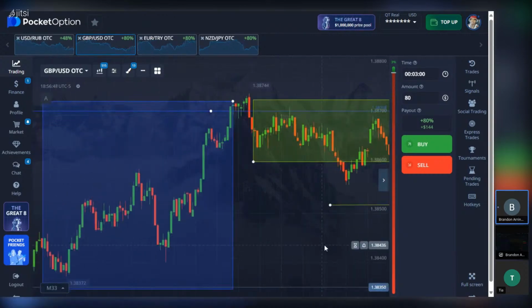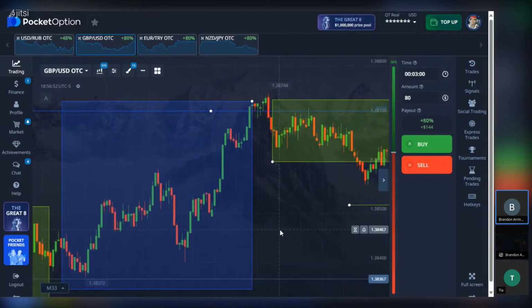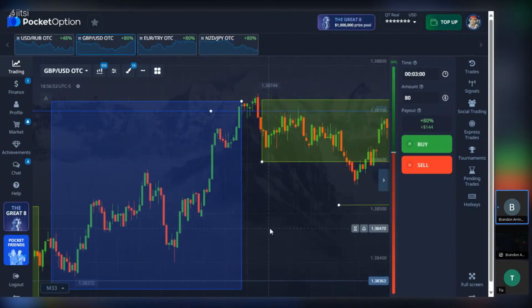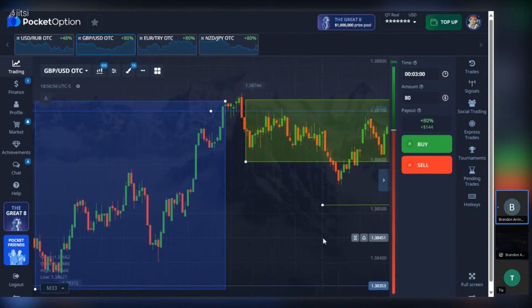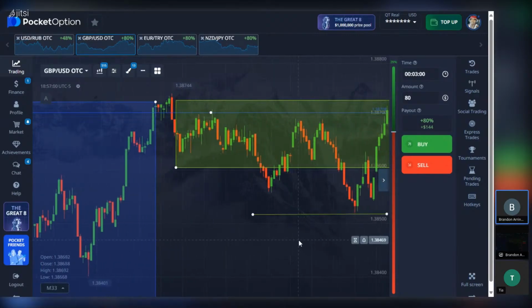So if price is at a premium, let me do it like this. You see how it's building up. You might think it's ready yet. It ain't ready yet. It ain't done accumulating. Let it build up. You know what I'm saying? You gotta wait. Let it build up.